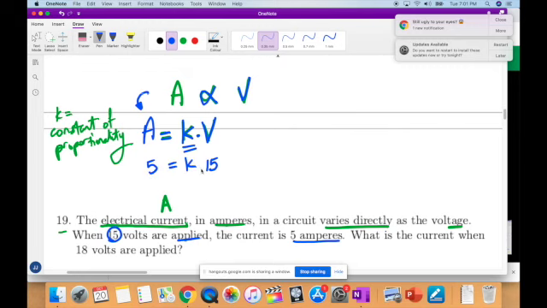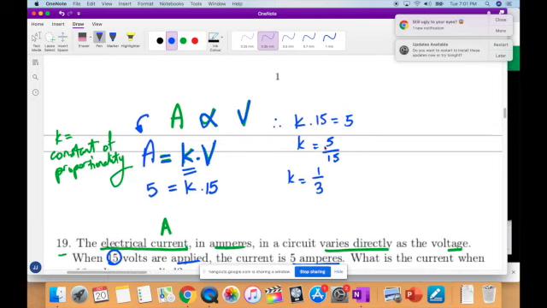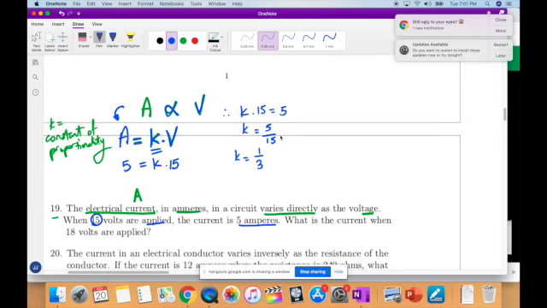So now I have this equation: 5 is equal to K times 15. Therefore, K times 15 is equal to 5. I just rewrote it. K is equal to 5 divided by 15. So K is equal to what? A third. Now that I have K, I could rewrite the equation: A is equal to a third the volts.